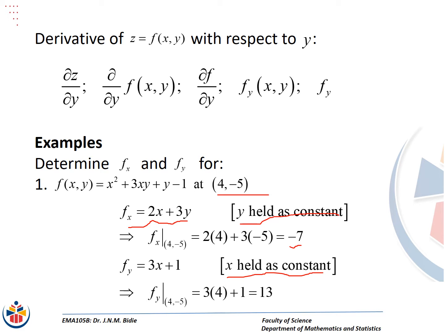So the derivative of 3xy with respect to y, please always note which variable you are differentiating with. So 3x is taken out, and then we differentiate y, which is 1. Second term, the derivative of y, we know is 1. Hence, the derivative of f with respect to y is 3x plus 1. And then you evaluate at the point x equal to 4 and y equal to negative 5. And please check if 13 is the correct answer.